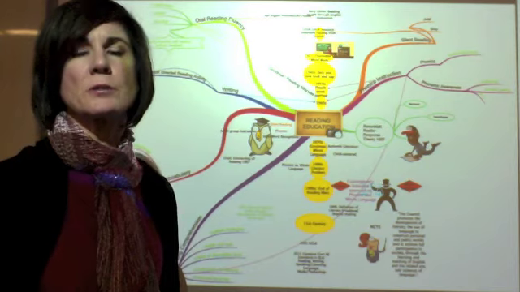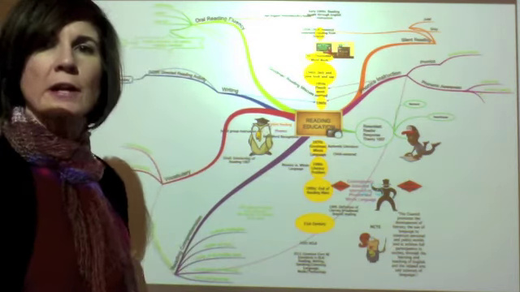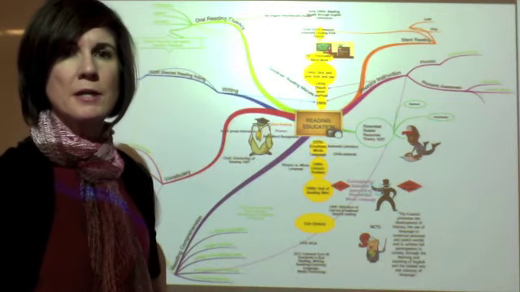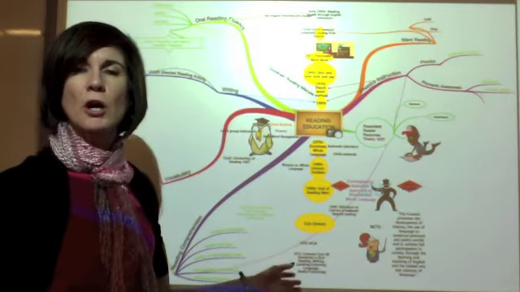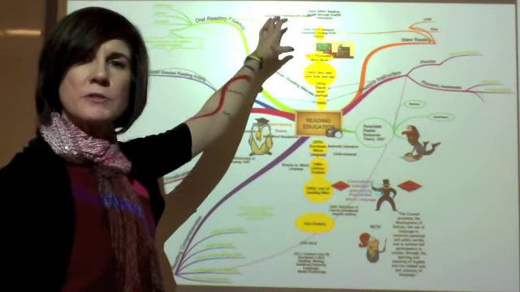If you take a look, you can see that I organized my map with two functions in mind. At the center, I have a flow chart which shows the linear progression of reading instruction from the turn of the century to current day practices. So that shows the historical perspective.